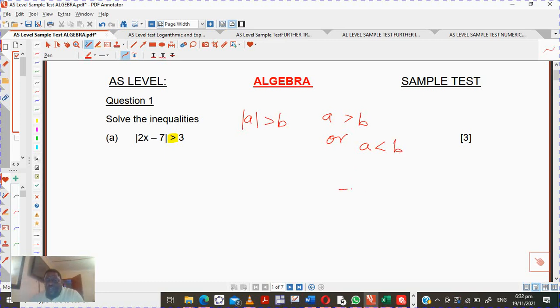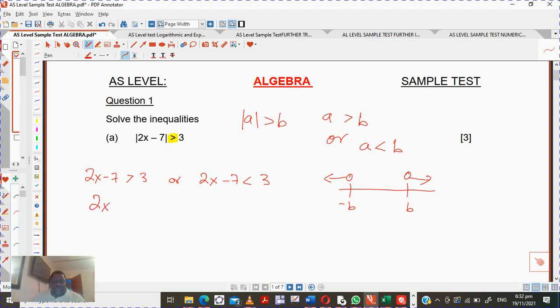On a number line, this is what it would look like. If that is negative B and that is B, the solutions go in opposite directions. You should remember this for greater than. So the way you do this one, you are going to say 2x minus 7 is greater than 3, or 2x minus 7 is less than negative 3, because we expect these two scenarios in our solution.